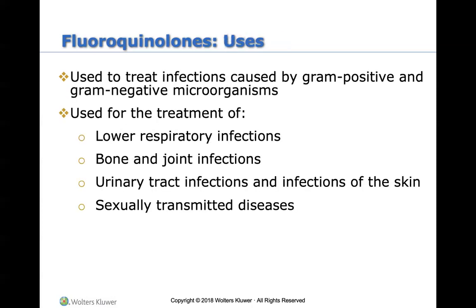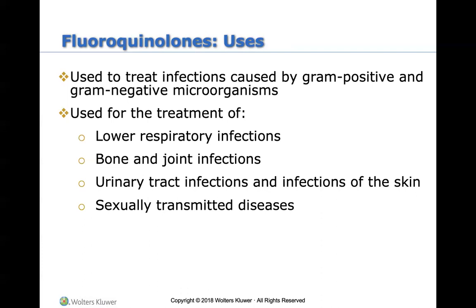We use fluoroquinolones for many different things. We use fluoroquinolones to treat both gram-positive and gram-negative microorganisms. Wow, that's exciting because before, remember when we were talking about aminoglycosides, they only treated our gram-negative. And then we talked about vancomycin treating our gram-positive, like MRSA. So just depending on what organism, we had to pick the correct antibiotic.